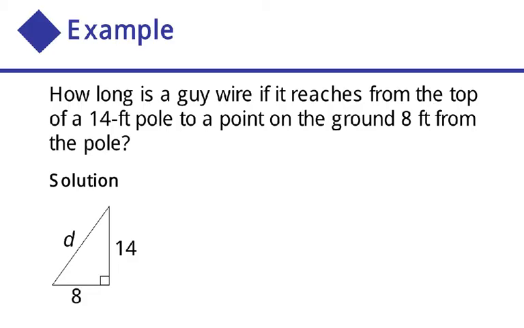Okay, Pythagorean Theorem problem. It's set up, here's our pole, our 14-foot pole right here. And here's our guy wire. And you'll see that it's 8 feet out from the wall. So basically we're going to use the Pythagorean Theorem, which tells us we have 8 squared plus 14 squared equals d squared. 8 squared is 64.